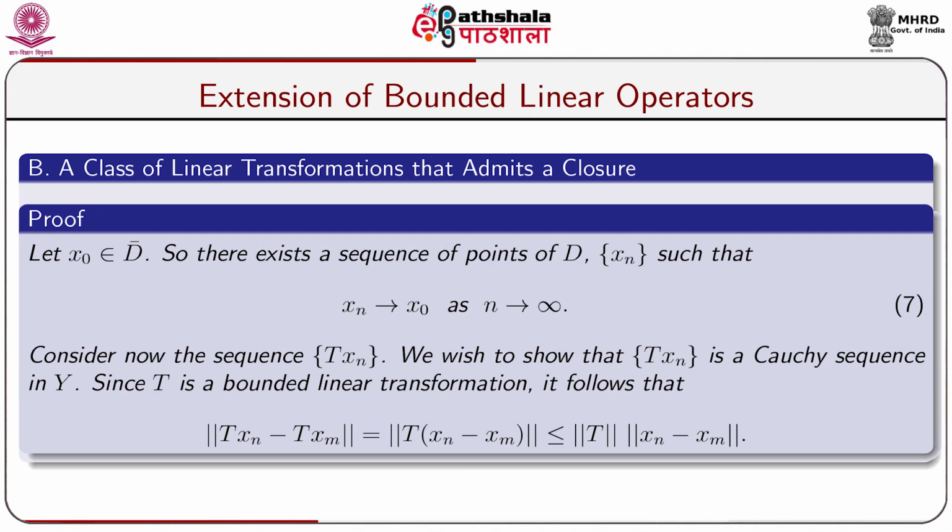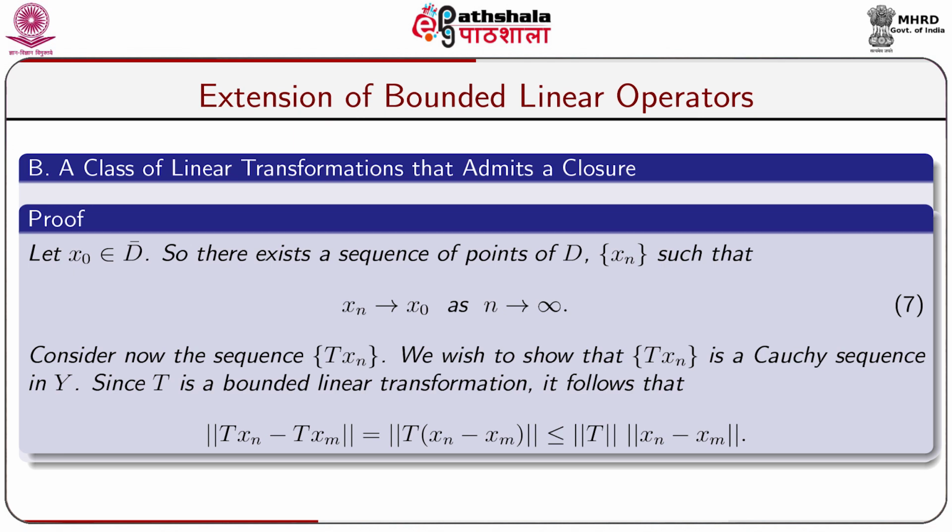The proof looks like this. Let x0 be an element of the closure of D, that is, x0 belongs to D bar. That means there exists a sequence of elements of D, the sequence being taken as xn, such that xn converges to x0 as n tends to infinity. Consider now the sequence Txn. We shall now show that Txn is a Cauchy sequence in Y.